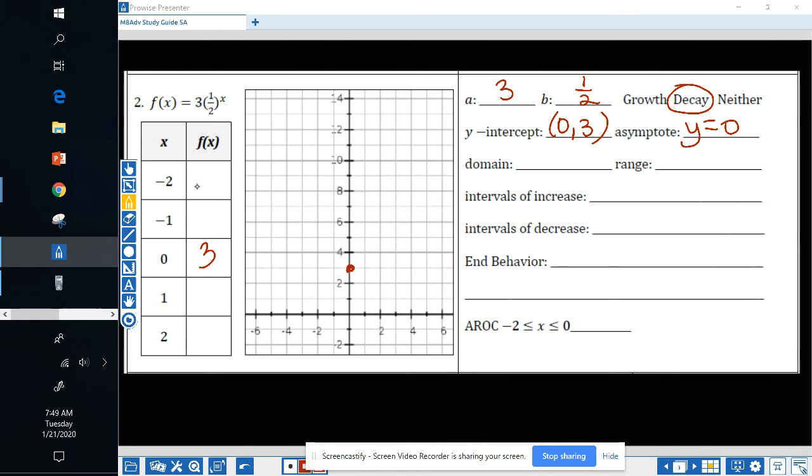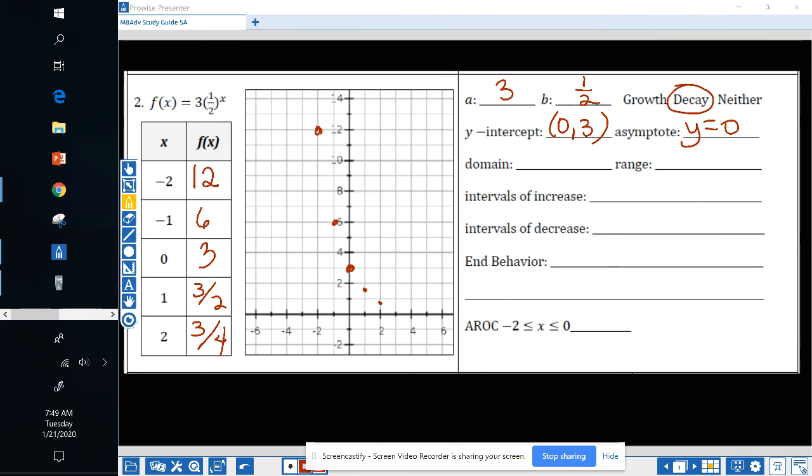So we have 12, 6, 3, 3 halves, and 3 fourths. So we're going to plot those. So at -2, we have 12. -1 is 6. 0, 3. 3 halves is the same as 1.5. So we go over 1 and up 1.5. And then 3 fourths is about right here.